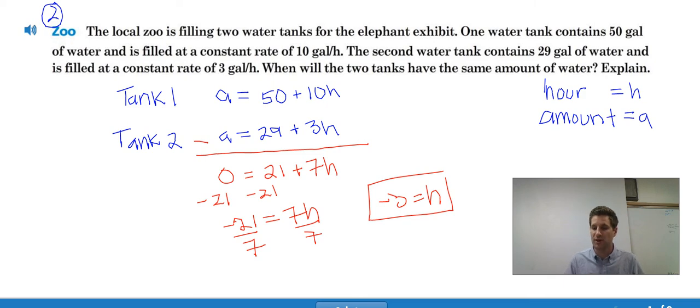Okay, so the big thing we're going to focus on is trying to set up these equations and then solve using our methods of substitution, elimination, or probably our primary ones.